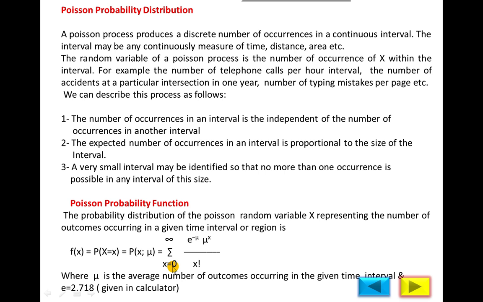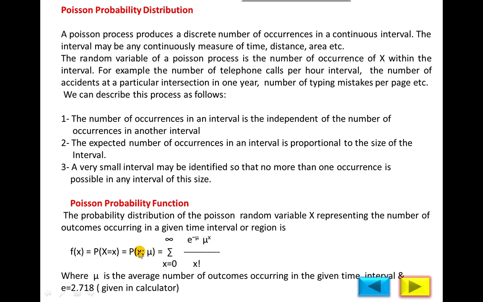If n is more than 20, we use another distribution like Poisson distribution and normal distribution after transformation of the value. So the formula of the Poisson distribution is the summation from x equals 0 to infinity of e raised to the power minus mu. E is the constant term given in your calculator. The value of e is 2.718. Power minus mu, and mu raised to the power x divided by x factorial.